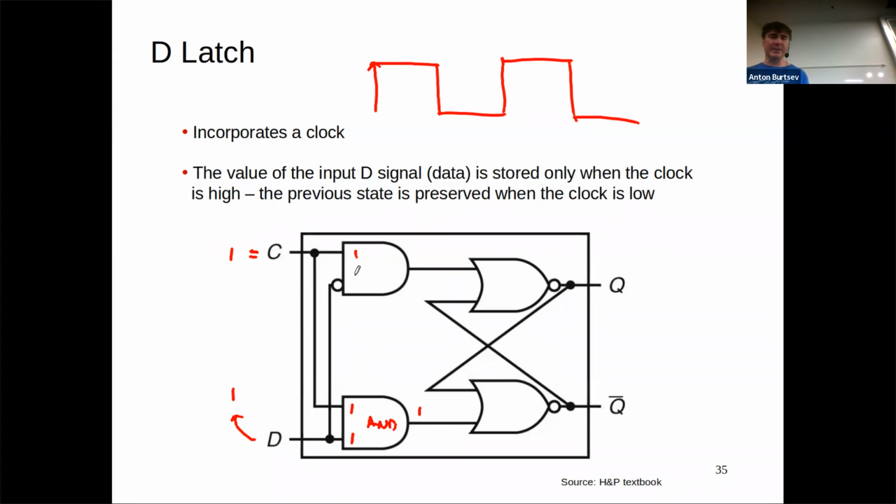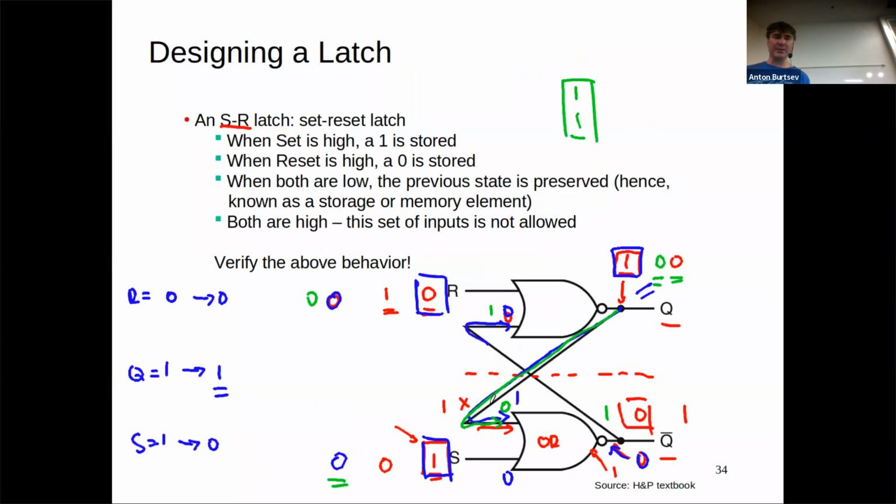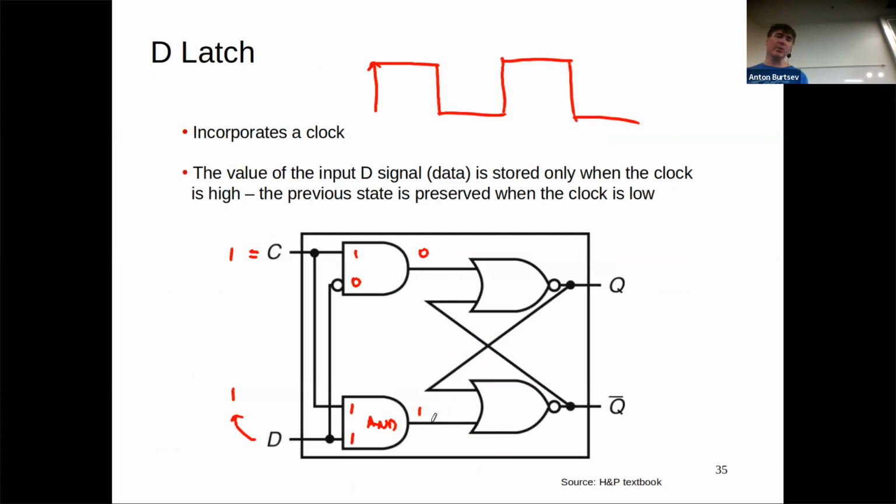Since it's inverted D, we'll get 0 here, and 0 and 1 is 0, right? And the input to our RS latch is 0 and 1, right? Just a second ago, I convinced you that this is the combination, which when set is high, 1 is stored as Q. So it's a combination to set Q to 1. We can go quickly again through what it means.